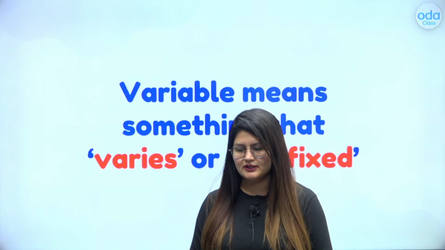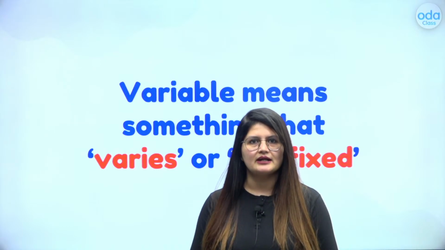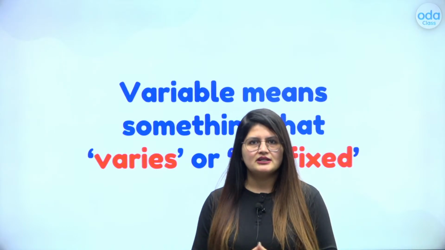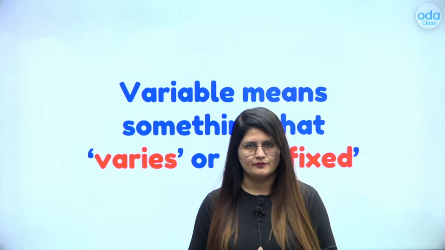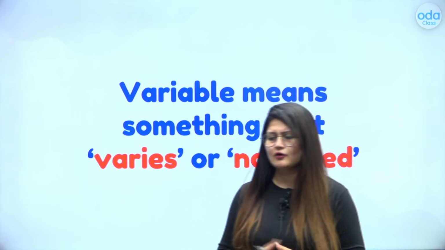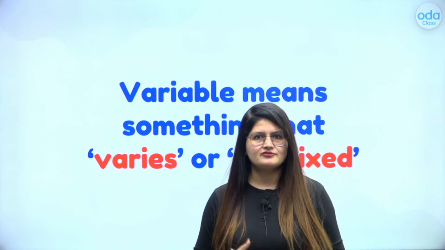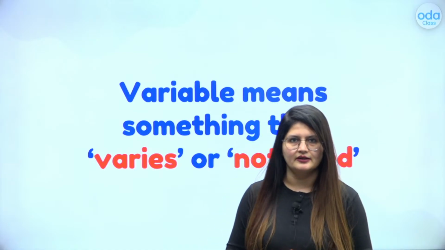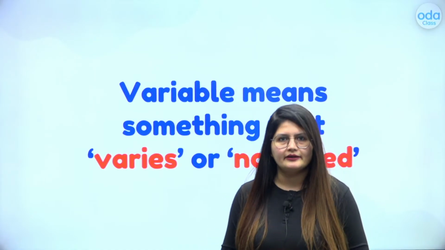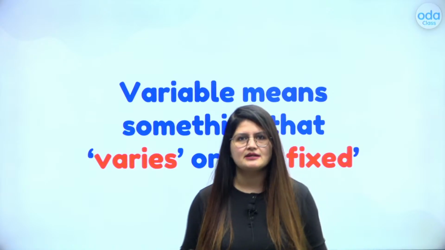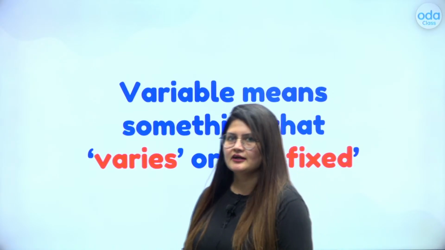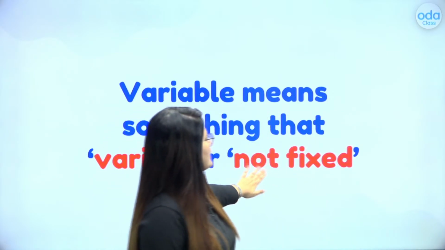Variable means something that varies or something that is not fixed, or something that keeps on changing, right? Now you all must be wondering that if something is changing regularly, then how are we going to write it? How are we going to represent something which is changing regularly?